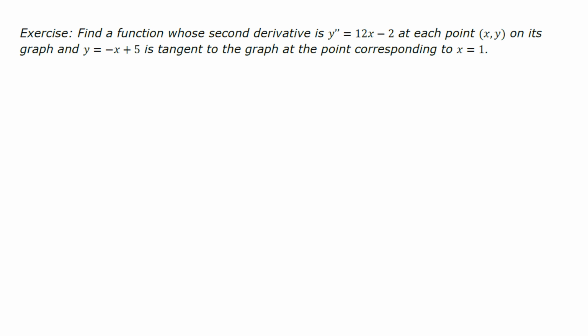All right, our next exercise, we're asked to find a function whose second derivative is y double prime equals 12x minus 2 at each point x, y on its graph, and y equals -x plus 5 is tangent to the graph at the point corresponding to x equals 1. So we're asked to find a function, and we're given the second derivative of that function. And so to find the function, we're going to need to use the second derivative to find the first derivative, and then use the first derivative to find the function. So let's do that first.